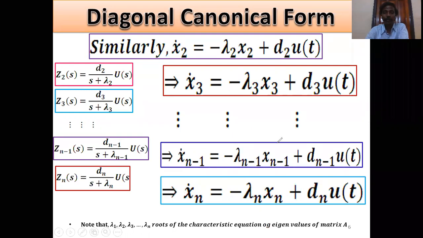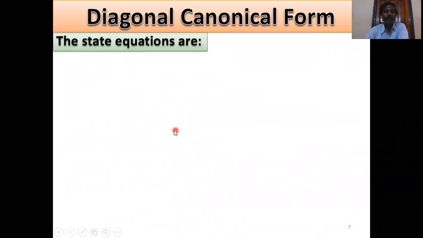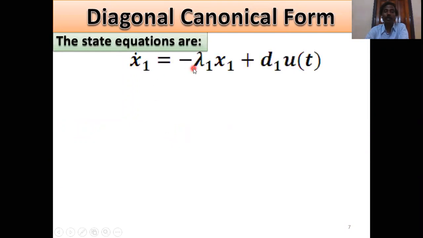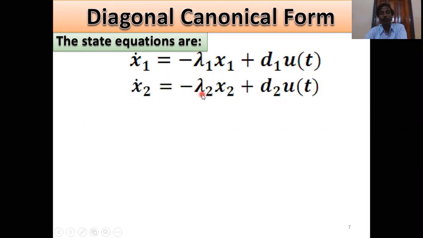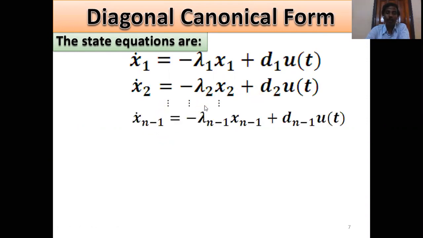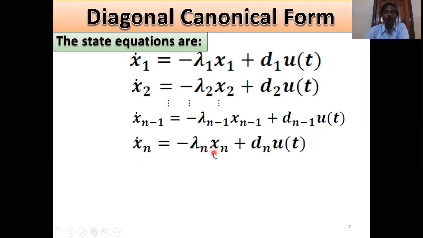Then what are the state equations? The state equations are x1 dot, already proved, equals minus lambda 1 x1 plus d1 into u(t). Similarly, x2 dot equals minus lambda 2 into x2 plus d2 into u(t). x3 dot, x4 dot, up to x(n-1) dot equals minus lambda(n-1) x(n-1) plus d(n-1) u(t), and xn dot equals minus lambda n xn plus dn into u(t). So x1 dot, x2 dot, up to xn dot are the state equations.